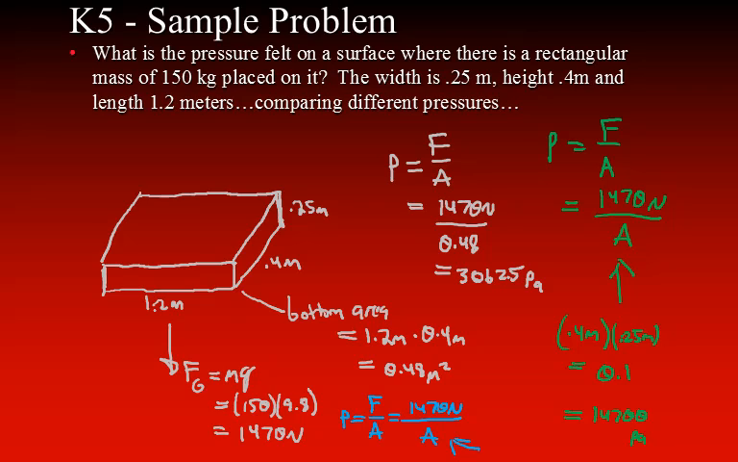And then if we had it on its side with 0.25 and 1.2, so if it was resting on this side, we would have a pressure of 4,900. So if we had it resting on the smallest area side, we would have the most pressure in pascals, Pa for pascals.